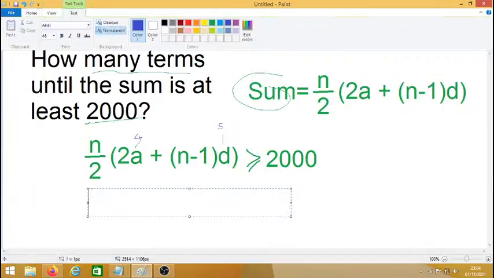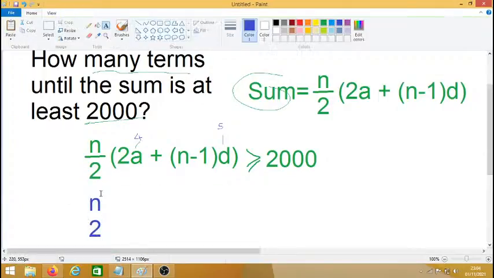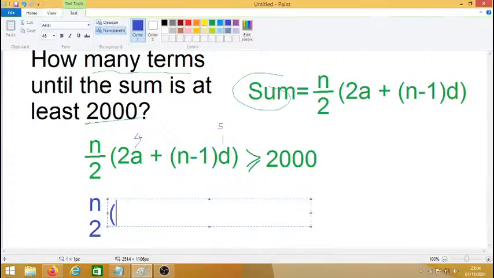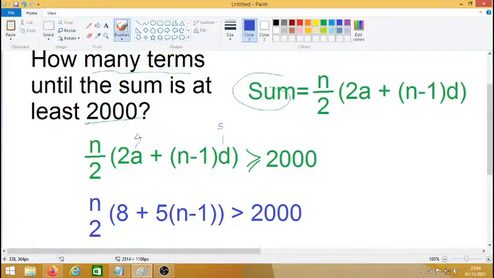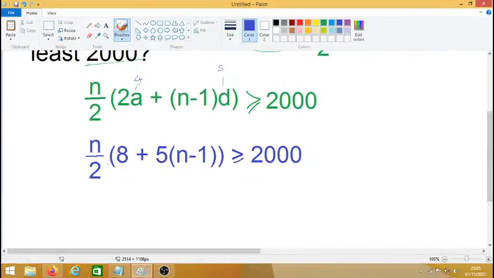So that's n over 2. 2 times a, 2 times 4, that's 8. Plus n minus 1, I'm going to leave alone. d is 5, so I can put the 5 just before the bracket. And that's going to be bigger than or equal to 2000. And then just carry on solving. If you're working through this right now, then just work through it. See if you can get to n before me.